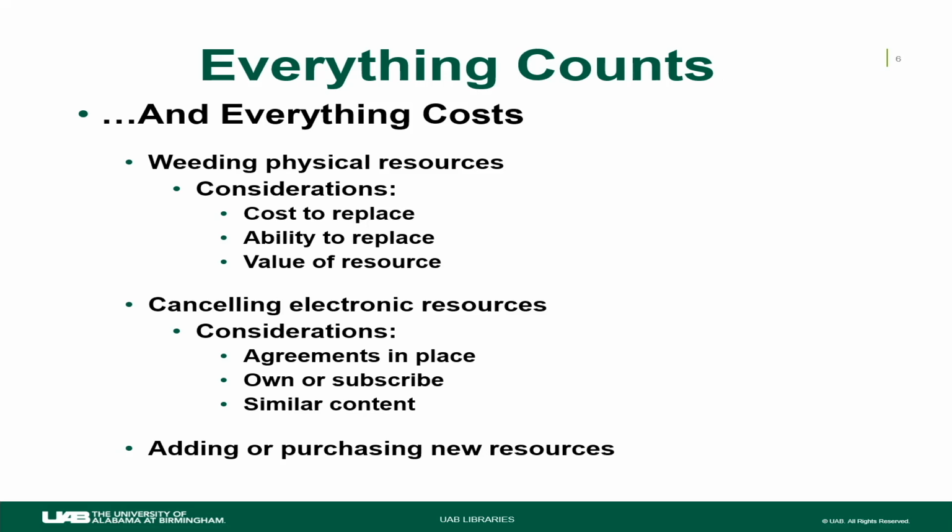When we talk about counting everything, you have to look at your cost. The same holds true whenever you add, purchase, license, or subscribe to new resources, whatever you want to call it. There are different ways to add it. We're not going into those right now because I'm not getting into the acquisition side of it. We're just going to look at what you're doing as far as adding, purchasing, or licensing. So is it available? If so, do you have to purchase a whole collection?